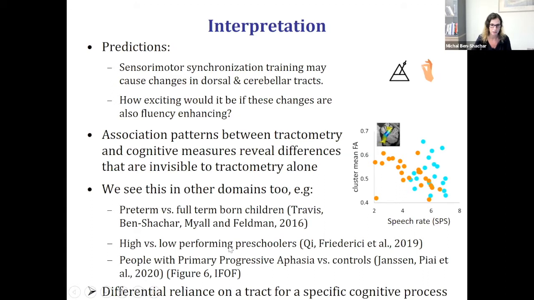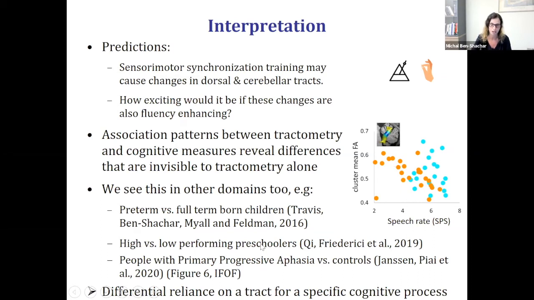And I found similar findings between high and low performing preschoolers in a recent paper from the Federici lab. And I found a similar finding in a recent paper from the PI lab with people with primary progressive aphasia versus controls. Not in every pathway. Many pathways are different between these groups, but in the IFOF specifically, no difference between the groups.